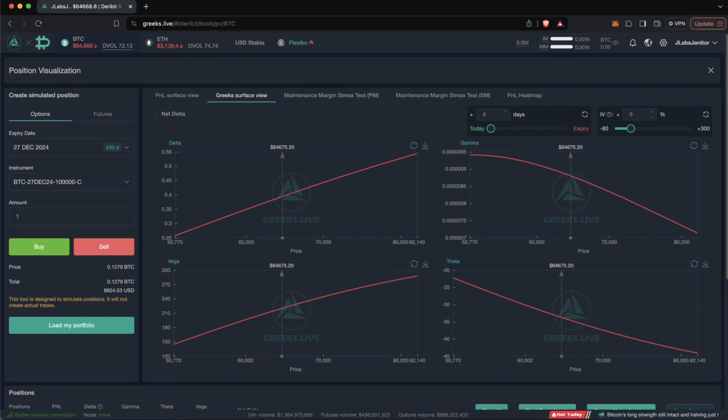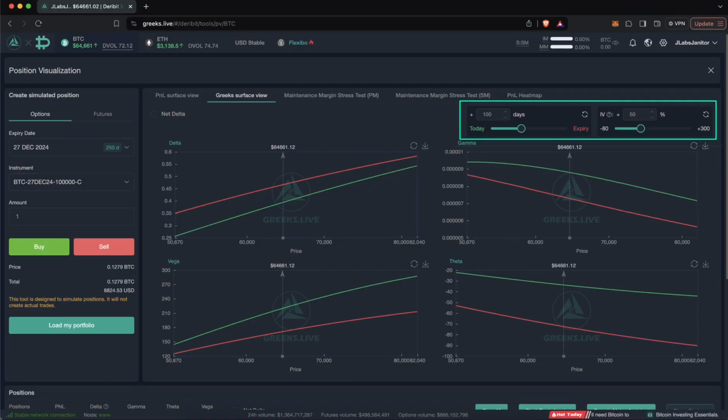Additionally, if we want to see how these scores will change in response to changes in time and IV levels, we can do so here the same way we did in the P&L surface view in the first video. So let's go ahead and see how these scores will change for our December 100K call if in 100 days, IV is 50 points higher from here. And there you have it, instant responses across the board.